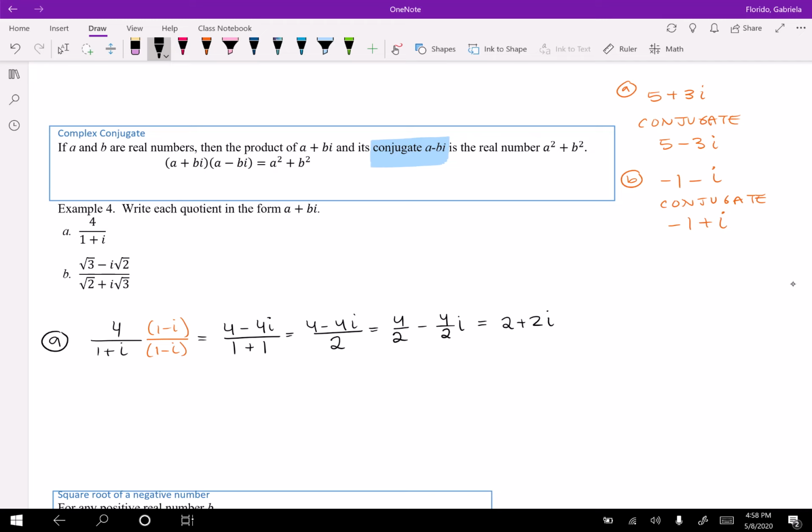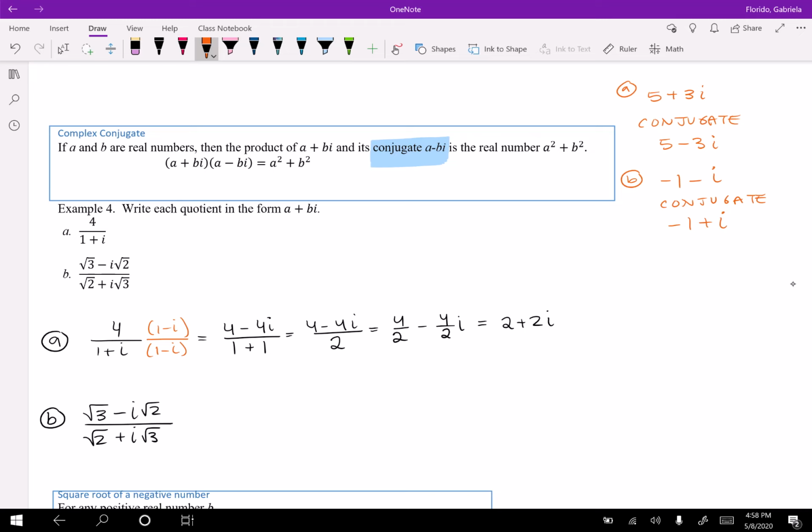Let's try b, because b looks a little bit more complicated. There's a lot of square roots in the way. So we have the square root of 2, the square root of 3 minus i square root of 2, all over the square root of 2 plus i square root of 3. Okay, so we want to divide these two together.